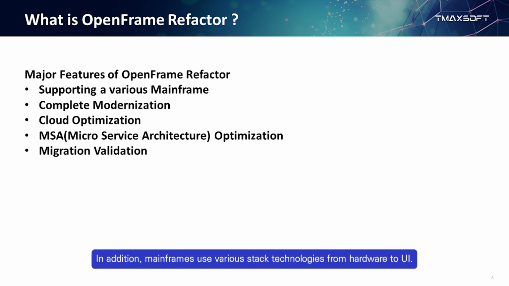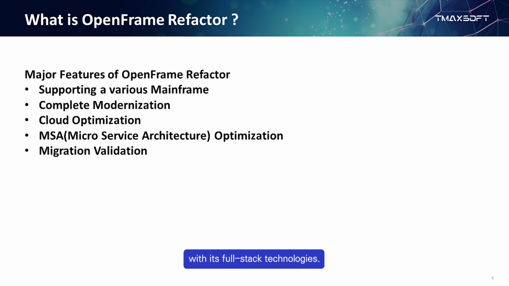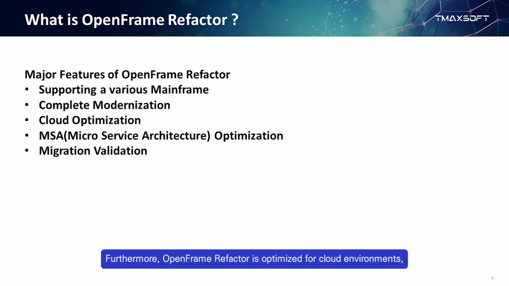In addition, mainframes use various stack technologies from hardware to UI. Therefore, it's not feasible to modernize a mainframe using just one technology. Our OpenFrame Refactor offers complete modernization capabilities with its full stack technologies. Furthermore, OpenFrame Refactor is optimized for cloud environments, eliminating the need for installing and configuring it separately. You can simply connect to the cloud via a web page, create instances with just a few clicks, and proceed with the mainframe modernization using OpenFrame Refactor.